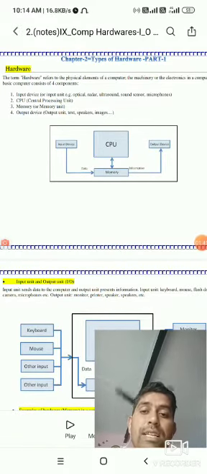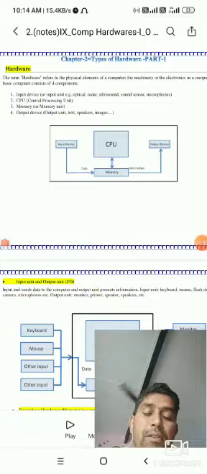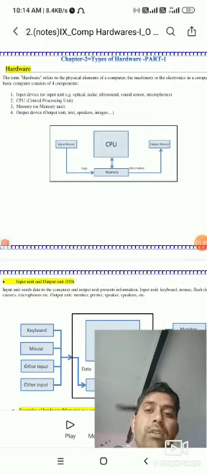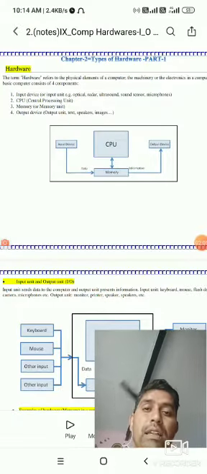Now the second component and most important component is the CPU, central processing unit. It has three parts. First one is ALU, second is CU, third is memory. ALU stands for arithmetic and logical unit. Through that, the computer can do calculations related to mathematics and reasoning, you can say logical operations also, in terms of arithmetic and logical operations.